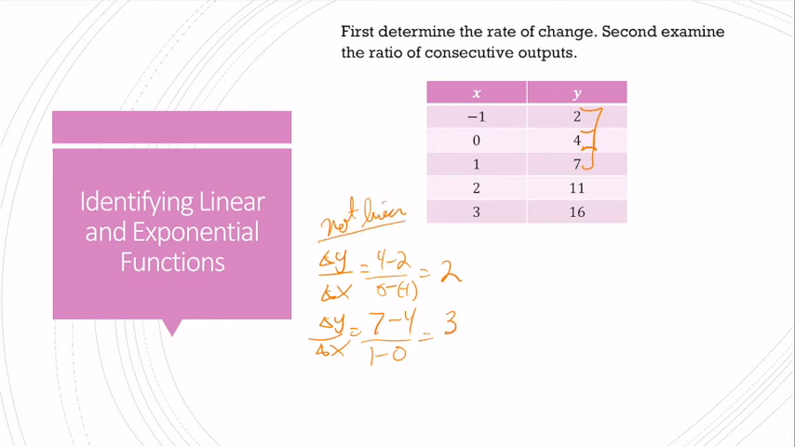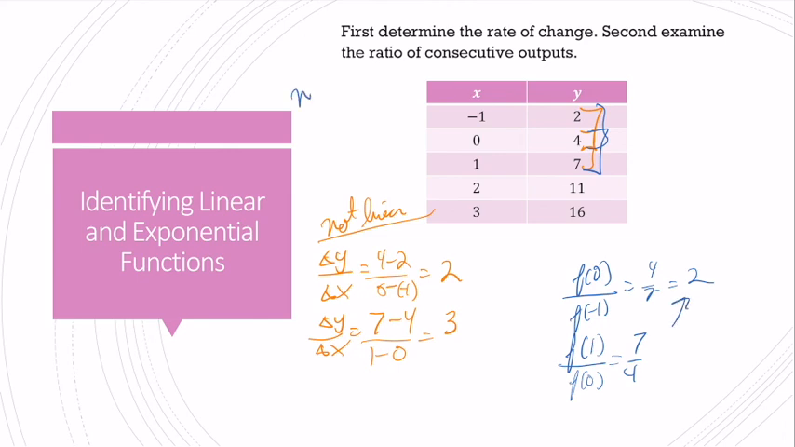Let's go ahead and check if it's an exponential function. So if I take the ratio of f of 0 to f of negative 1, 4 over 2, I get 2. Then I want to take the ratio of f of 1 over f of 0, which is 7 over 4, which is 7/4, which is not 2. So this is not exponential.